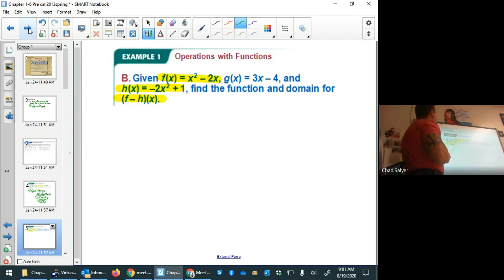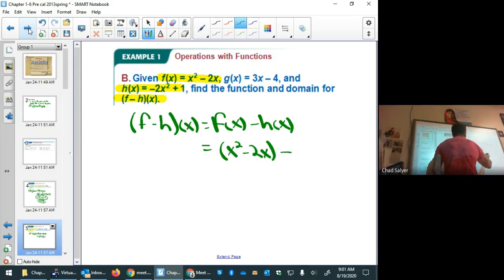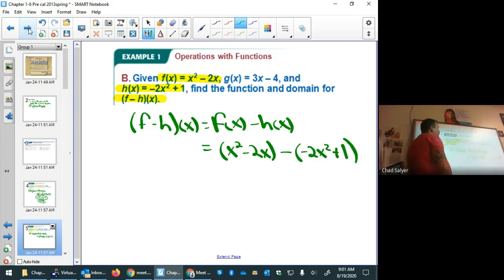So here we're tasked with f minus h of x. So we're going to do f minus h of x, which is f of x minus h of x, which is going to be x squared minus 2x minus negative 2x squared plus 1. Be careful with the parentheses here. They're a lot more important than the previous problem because we're subtracting the entirety of h of x. So if you didn't do it this way, it would be a sign error. You didn't have it in parentheses and the subtraction symbol outside of it.